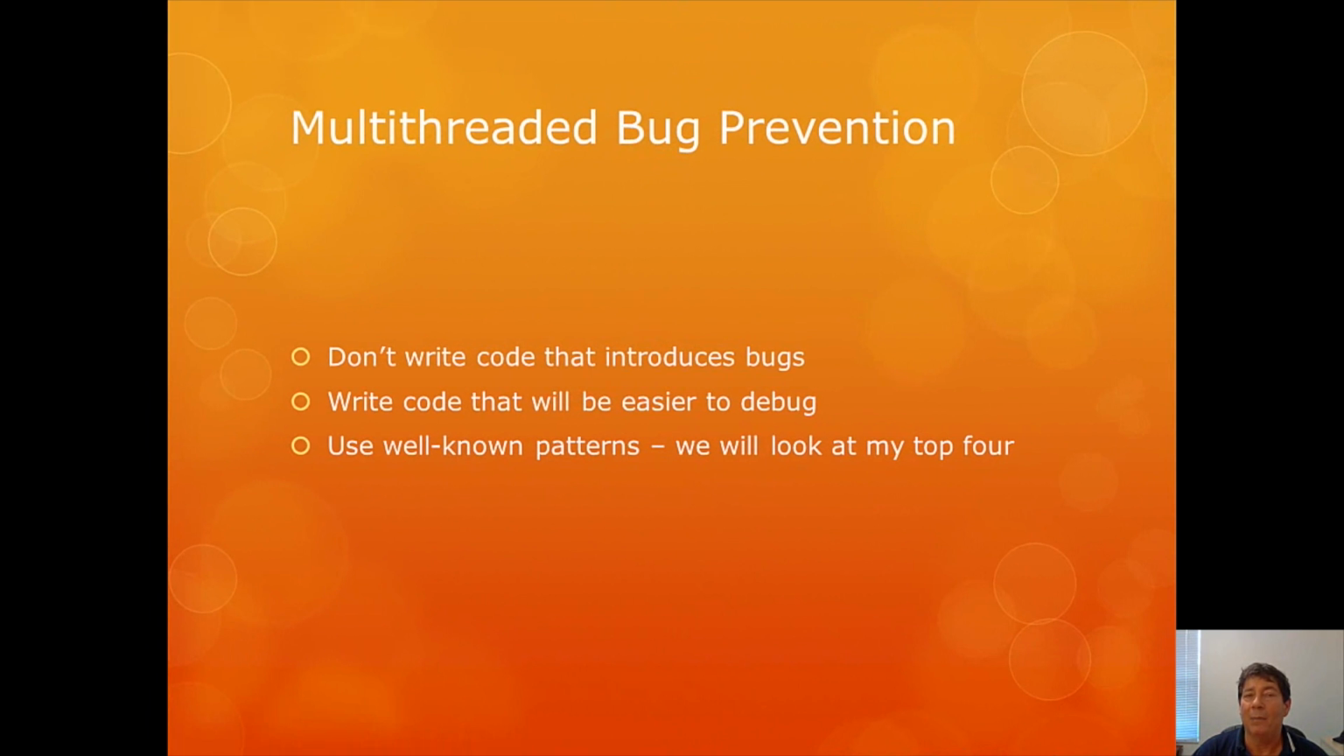Okay, so now let's talk about preventing bugs in our multi-threaded code. Let's start with this premise. We don't want to write code that introduces bugs. We also want to try to write code that will be easier to debug should we have to do so. And lastly, we'll try to use well-known patterns, and right now we'll look at my top 4.